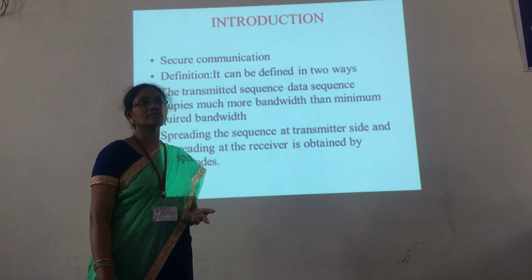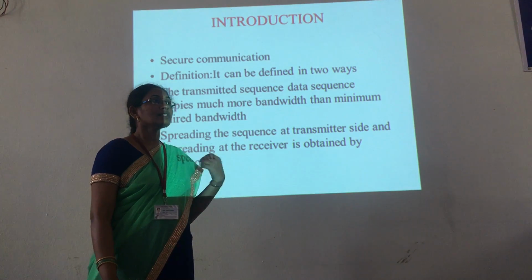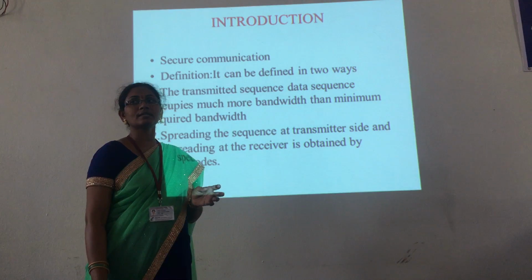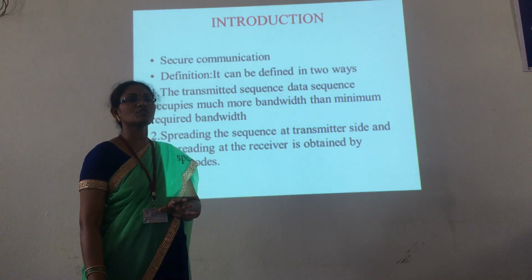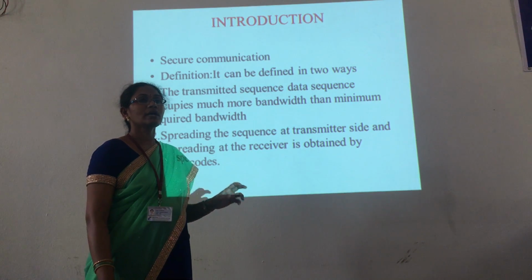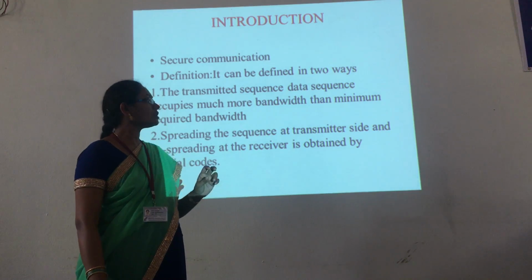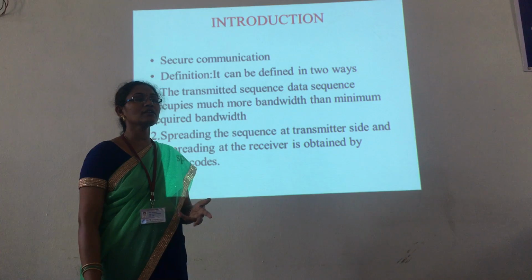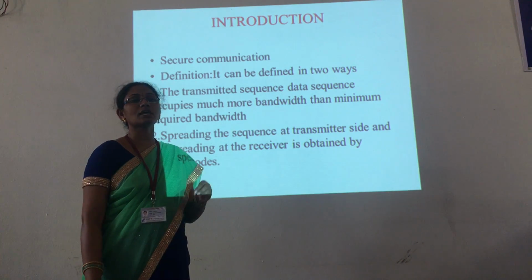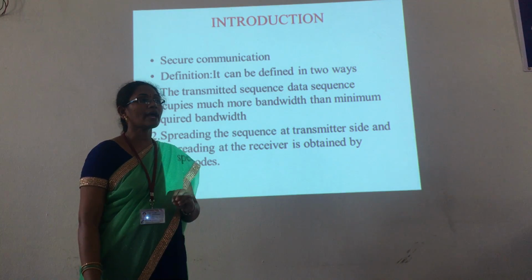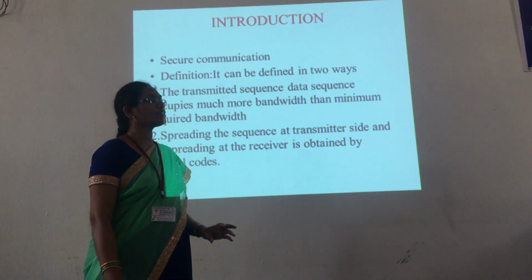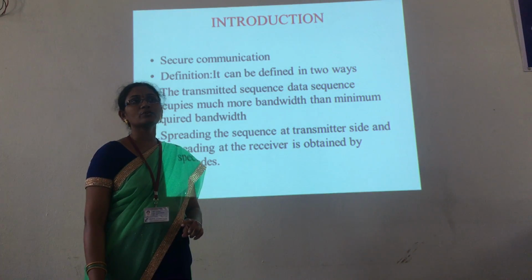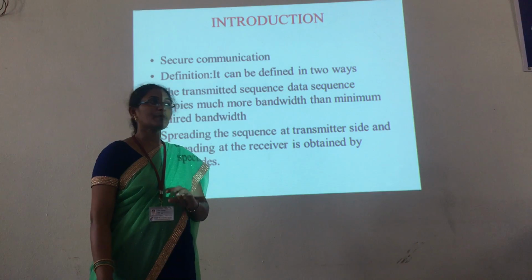Why is this interference occurring? Because other users are intentionally transmitting through the same transmission channel, then you will have interference. And this interference also happens when you are intentionally jamming the signals. So this interference problem can be avoided by using direct sequence spread spectrum.